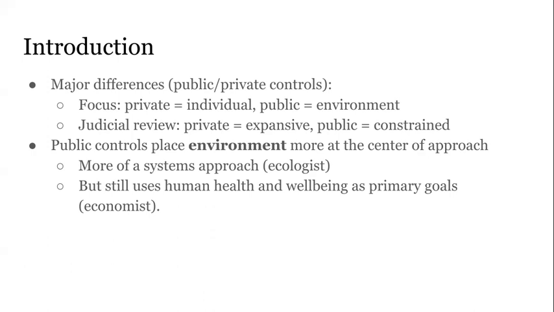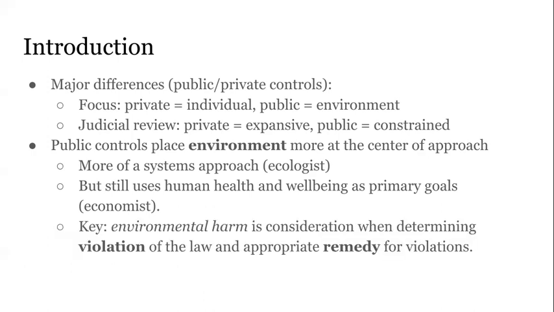We know this. So even though often that operational definition of environment is not perfect, it's not a perfectly natural system definition. It has a lot of human priorities, human health and well-being priorities. The key, I think, is environmental harm is a consideration when determining the violation of the law and appropriate remedy for violations. So I think the take-home message here, if we're talking about private versus public control mechanisms, is that private control mechanisms really focus on the individuals, and the environment is sort of a secondary or tertiary consideration.